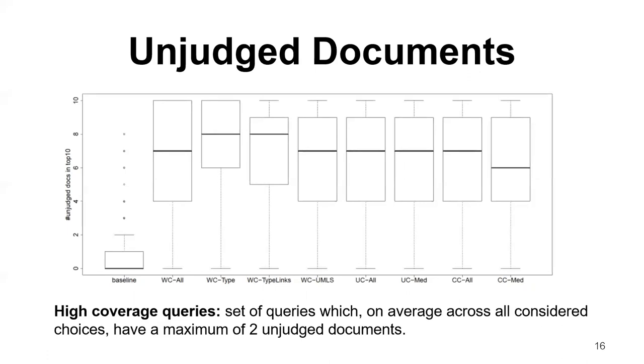To enable a more fair comparison, we also consider high coverage queries, which on average across all considered choices have a maximum of 2 unjudged documents.